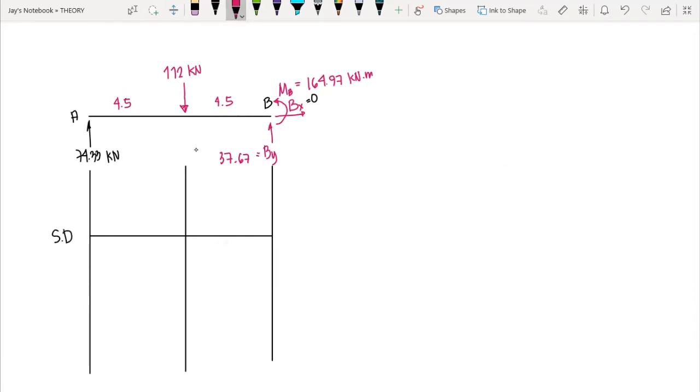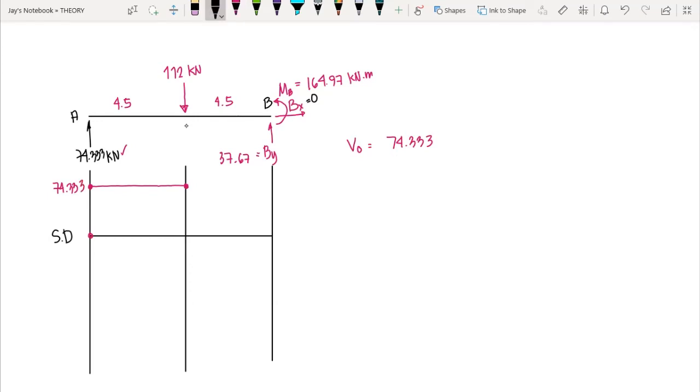We begin at point A. At point A, we have 74.33 kilonewton, and that is upward. That means we go up from our reference line, so that is 74.33, positive. Then we have a 0 degree order, so we use horizontal shear here. All the internal shear from A to this point is equal, 74.33. From this point, we go down by the 112 kilonewton load. This is our initial shear.